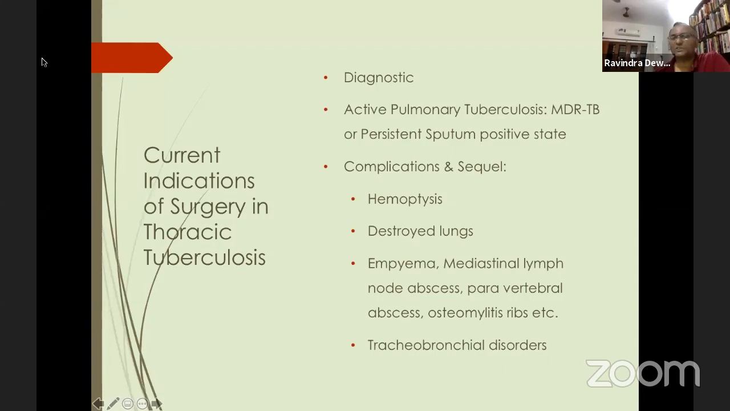Destroyed lungs cause various kinds of symptoms. Destroyed lungs also include bronchiectasis, persistent cavities, or any distortion in the lung anatomy. Then there are empyema, mediastinal lymph node abscess, paravertebral abscess, osteomyelitic ribs, etc. And there is a large component of tracheobronchial disorders, which also need some kind of surgical or bronchoscopic intervention.